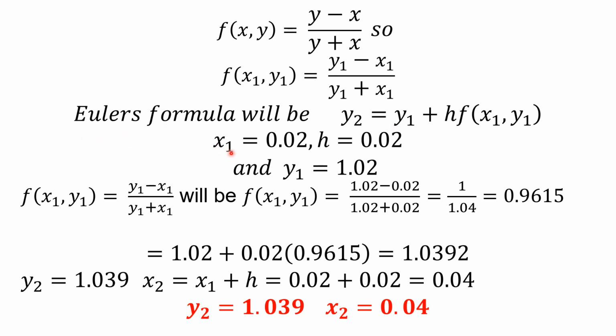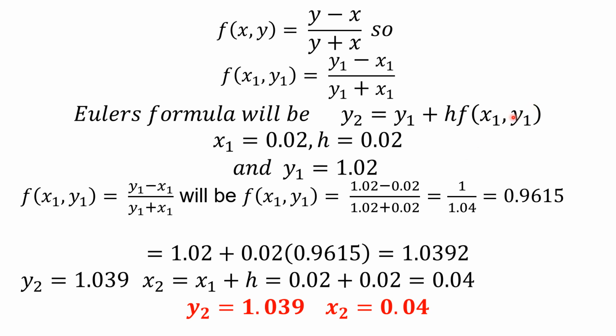The value x1 we have calculated in the previous slide. y1 we have calculated. h we have calculated. Same values put up here, the value of the function can be calculated. That is 0.9615. In this way, you put in the value here because this is actual x1, y1.